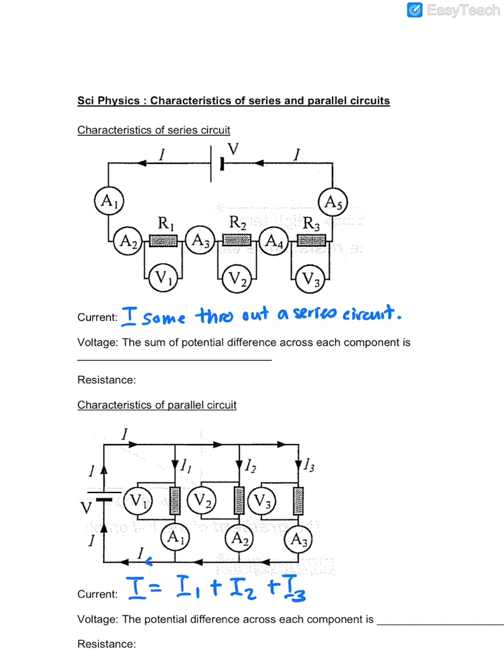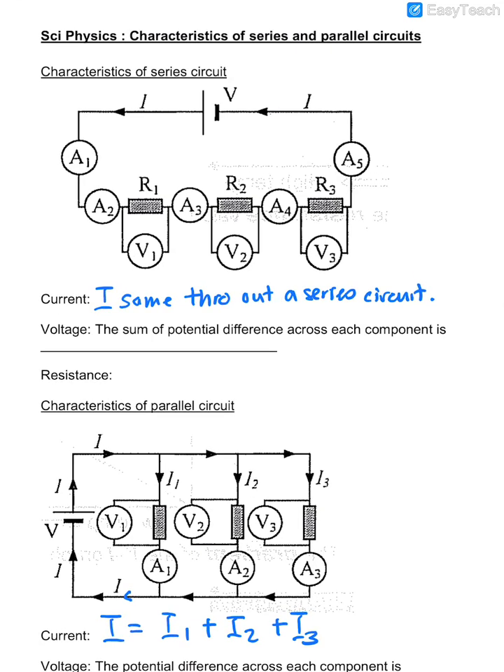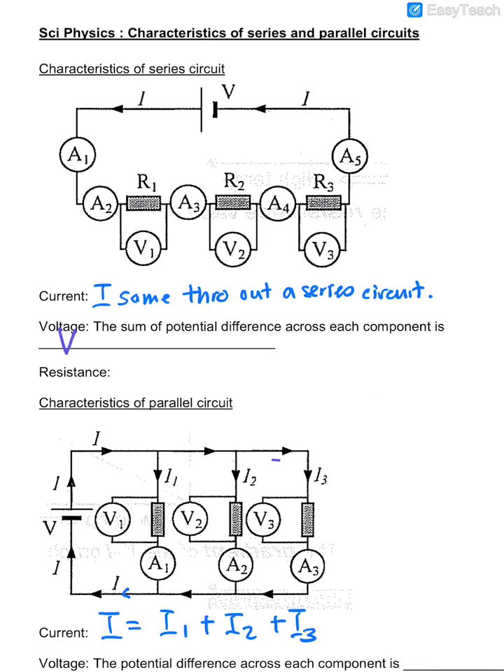So let's look at a circuit and see how the voltages are related in a series circuit. If you see a series circuit, how are the voltages related? In a series circuit, V, the battery or the total voltage, is simply equal to V1 plus V2 plus V3. These are all in series to each other, so if I add them all up, they should give me the battery voltage V.